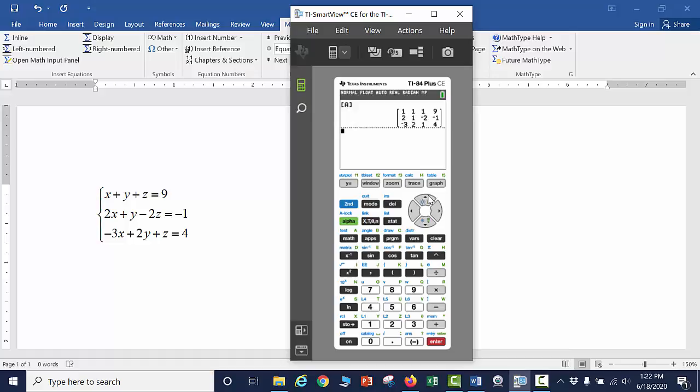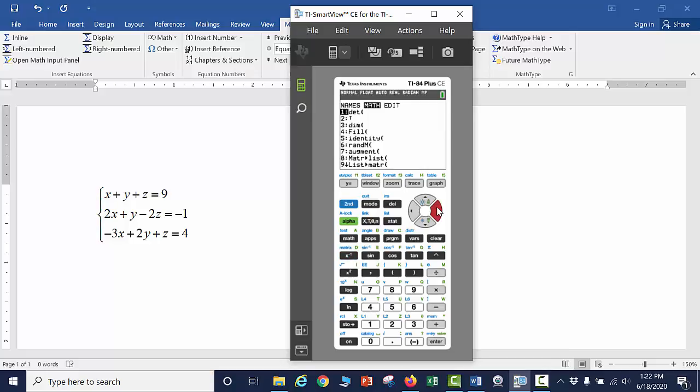Okay. Now once we do that, we can have our calculator display a row echelon form of this matrix. In other words, we could go through and by hand use row operations to find the row echelon form. But the calculator will do that for us. So let's see how we could do this. We can do second matrix and go over to math.